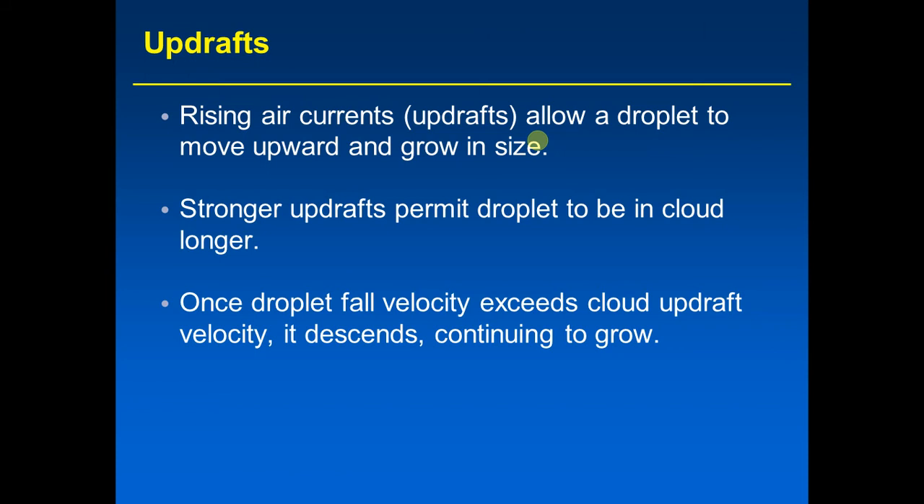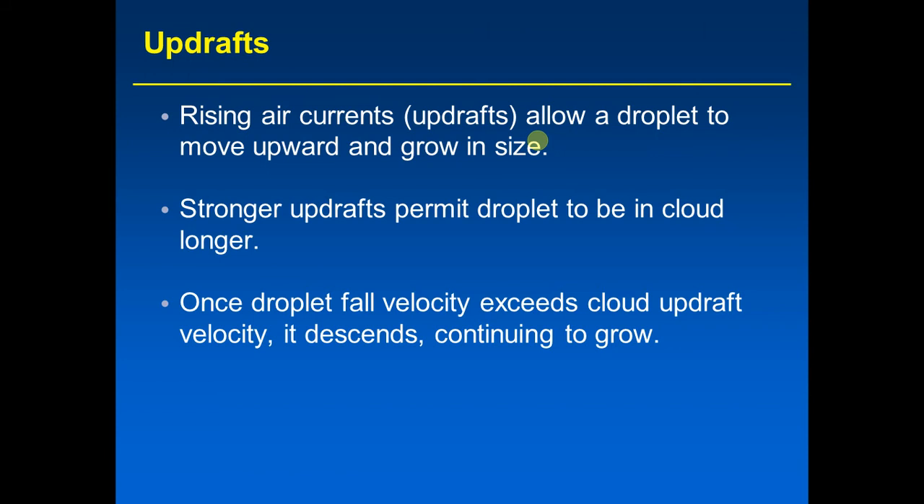And the interesting thing is, updrafts can help suspend or even cause a droplet to rise. So even though the droplet has a natural tendency to fall due to the force of gravity, especially as it grows larger, it's going to fall faster. If you have a really strong updraft, that'll help keep it suspended in the cloud until it becomes large enough where its terminal velocity, its fall velocity, exceeds the cloud updraft velocity, in which case it will descend and continue to grow as it falls, as it coalesces with other droplets, okay?